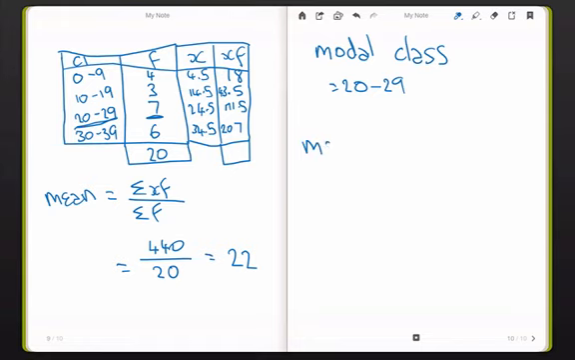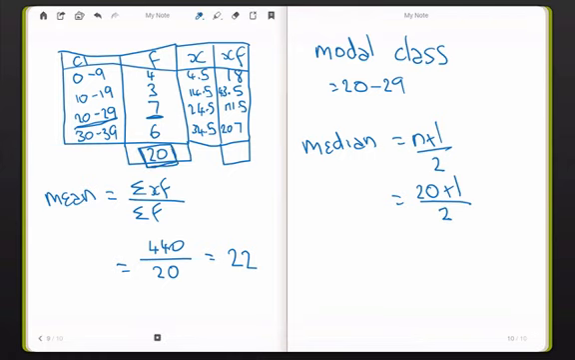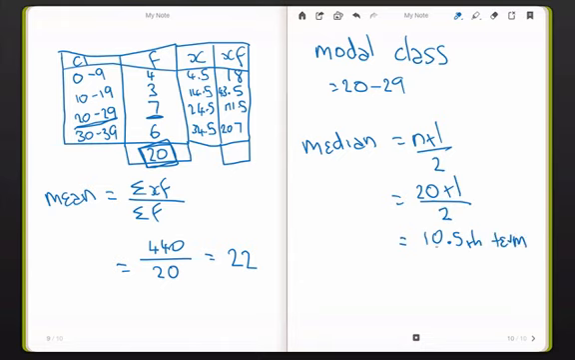Then we're going to find our median. Which class has our median number in it? Remember what we do is n plus 1 over 2. N is 20 because there are 20 values altogether. So 20 plus 1 over 2, 21 divided by 2, is 10.5. Remember that does not mean 10.5 is our median. It means it's the 10.5th term, which is a weird thing to say, but you know what I mean.